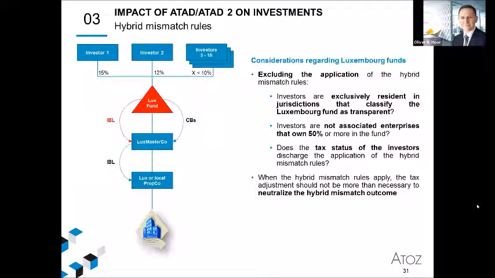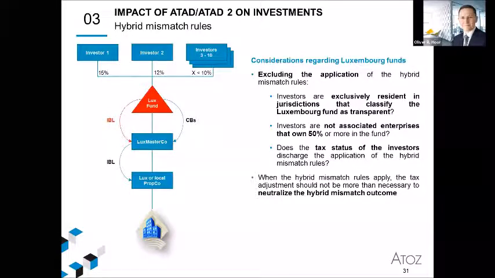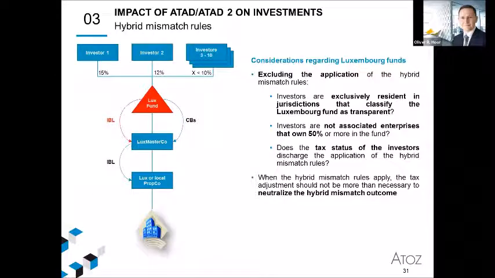And when the hybrid mismatch rules apply, that's also very important because it's a very technical analysis. When one in the end concludes there should be a tax adjustment, then the tax adjustment should not be more than is necessary to neutralize the mismatch outcome. So the key takeaway here is that it's not an all-in or all-out thing. We need to analyze whether the hybrid mismatch rules apply, and if they in principle may apply because the related party test is met, then we still have a number of tests that we need to run in order to potentially discharge the application of the hybrid mismatch rules.